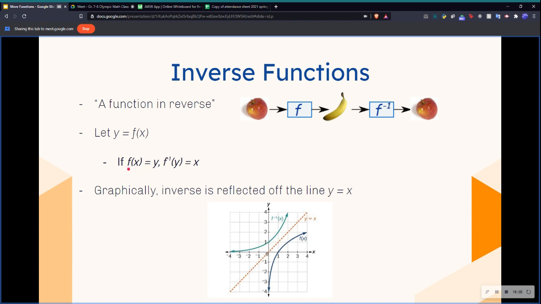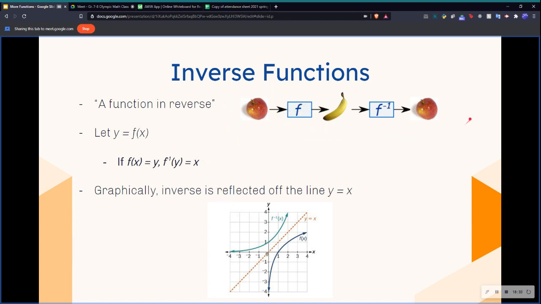Say you have a function, your original input is x, and your original output is y. Now if you make the output y the input for the inverse function, you substitute y into your inverse function instead of x, then what you get out of this is your original input, which is x.